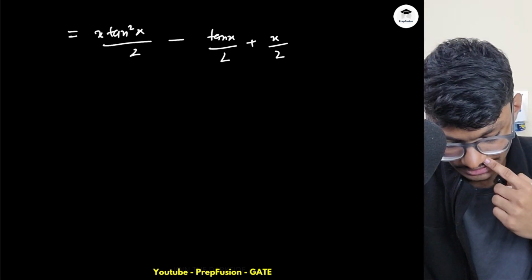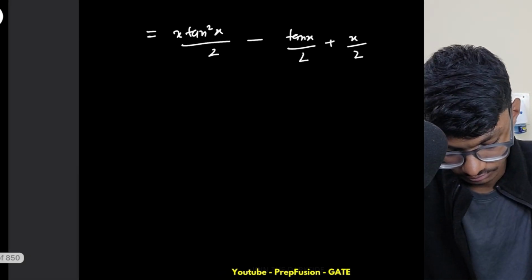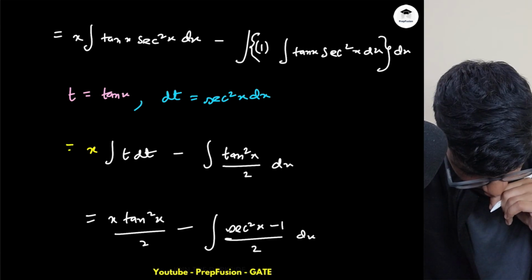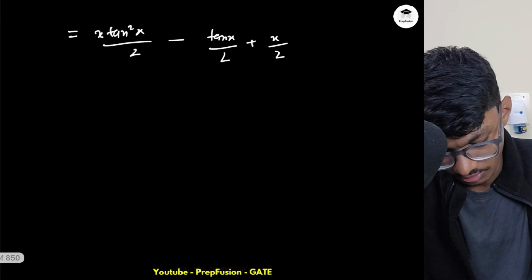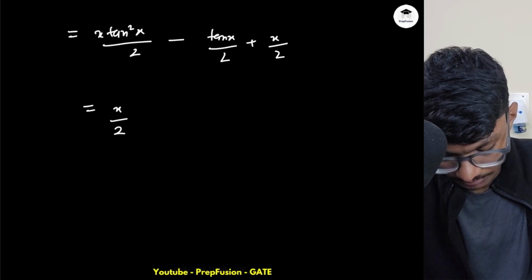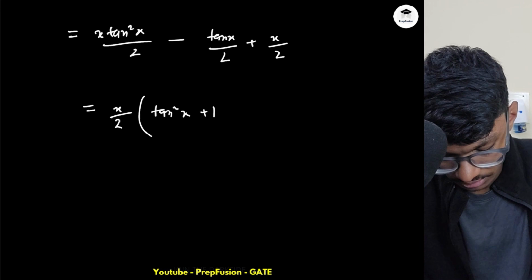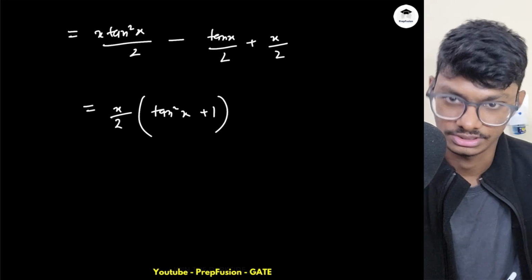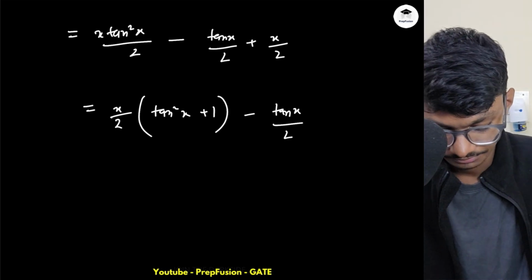You can write this as simple, I'm missing something. Yeah, you can simply write this as x, like by 2 you can anyways take common. Okay, x by 2 into tan square x plus 1. Now what is tan square x plus 1? Tan square x plus 1 is sec square x. Sec square x minus tan square x equals 1, so tan square x plus 1 will be sec square x.